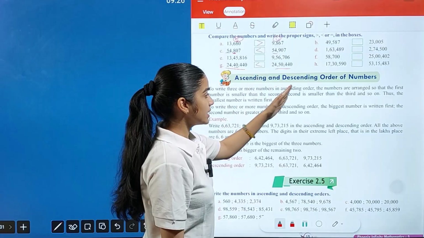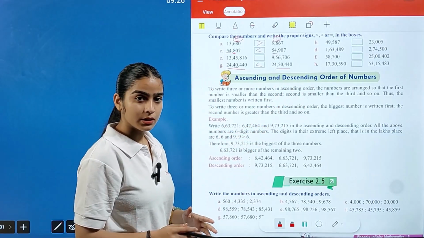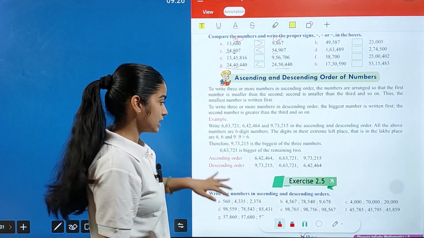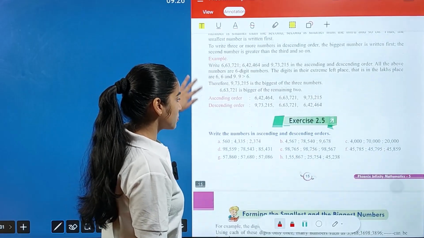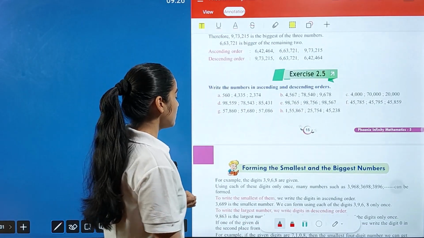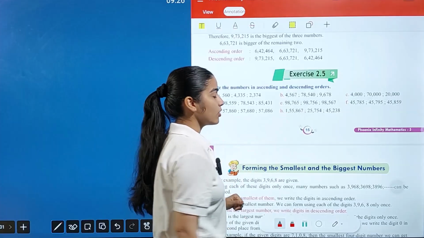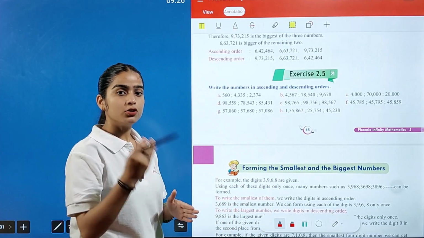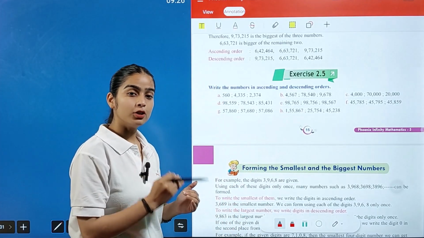Now ascending and descending order of numbers. We already learned about this, what ascending and descending mean. So let's move forward to exercise 2.5. Write the numbers in ascending and descending orders. Ascending means smaller to bigger. Descending means bigger to smaller.